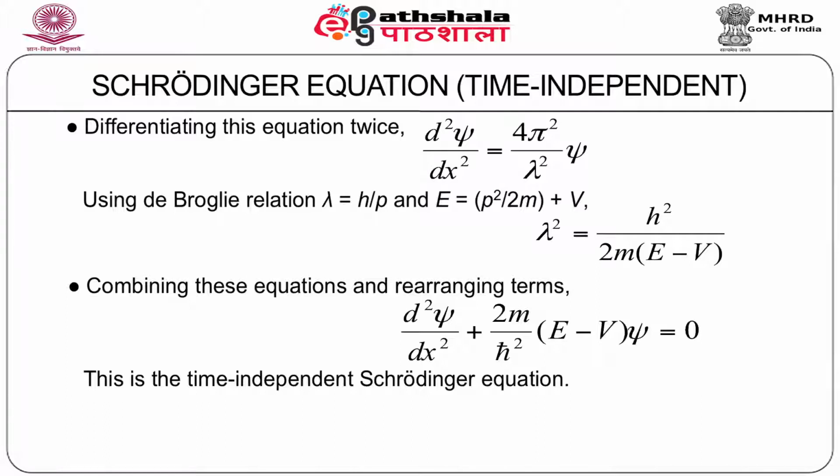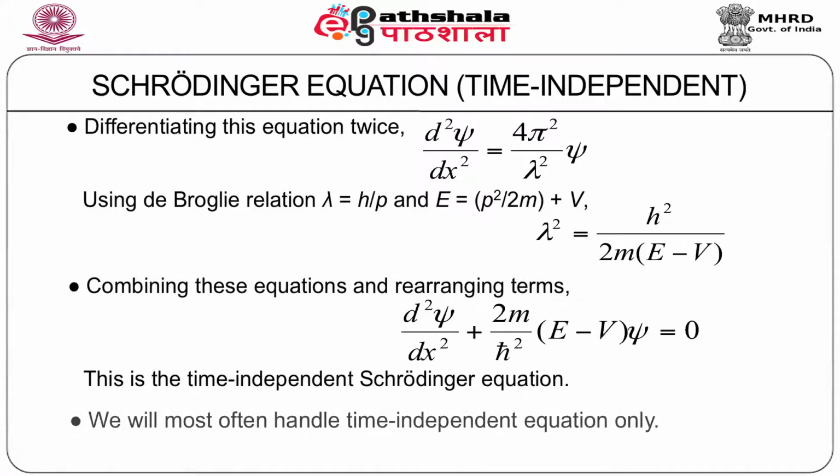And as I said, this is not really a proof, but we are just trying to make the thing plausible by assuming that the electron can be represented by a single wave. So we will most often handle the time-independent equation only in my lectures.